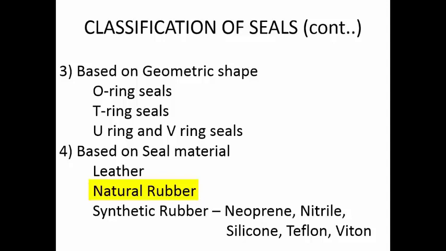Instead of natural rubber, what we have is synthetic rubber. Synthetic rubber is a polymer compound which we are creating to meet the requirements. You have different synthetic rubbers like neoprene, nitrile rubber, silicone, Teflon, and Viton. From neoprene to Viton, the temperature withstanding capability of these rubbers is continuously increasing. Neoprene can operate at say 70 degrees, whereas Teflon and Viton can cross even 100 degrees centigrade.